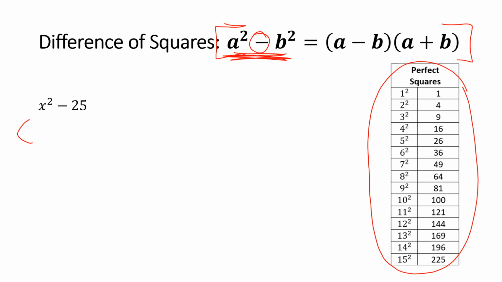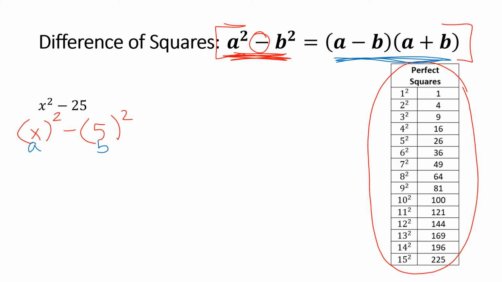So essentially, we want to ask ourselves, what exactly are we squaring here? Well, first we have x squared to get x squared, but what do you square to get 25? That would be a 5. So when you're comparing this to the formula, the x is your a value and the 5 is your b value. And all we're going to do is take those numbers and plug them into the formula.